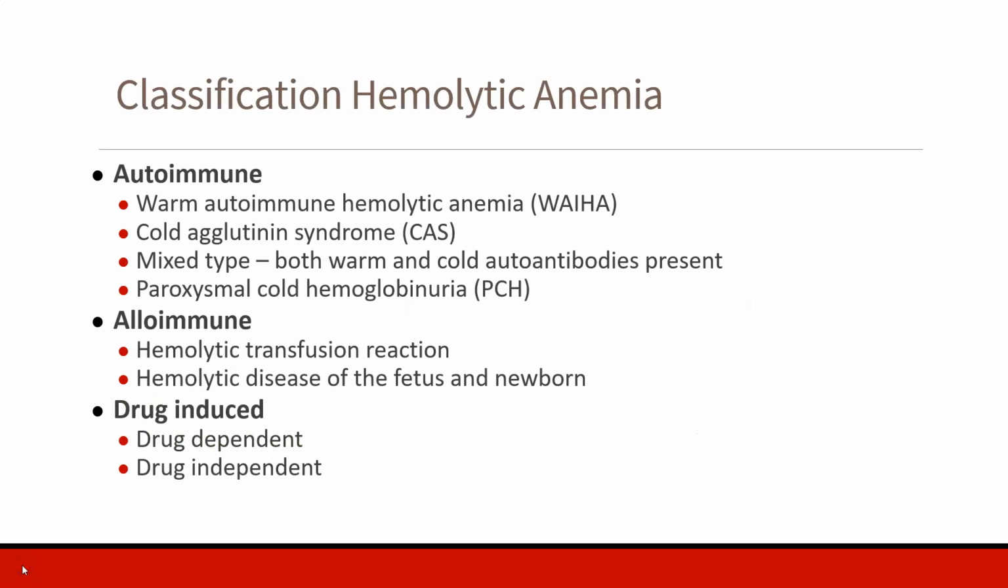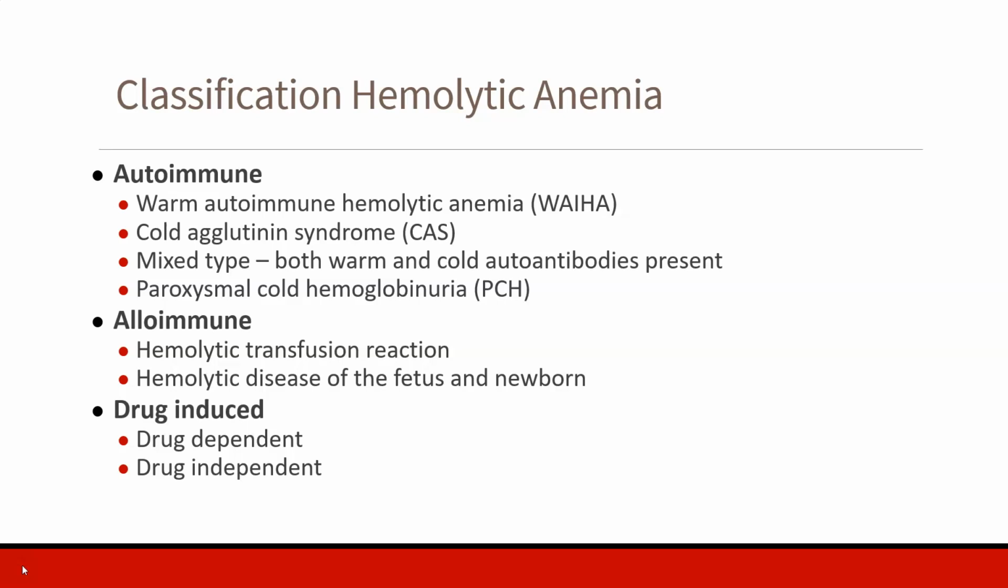There's different ways to classify hemolytic anemias, and this is the one we're going to use. There's the autoimmune. In the autoimmune, there are 4 types that you must memorize. There's the warm autoimmune hemolytic anemias, which I'm just going to call warm autos. Cold agglutinin syndrome, which I'm just going to call cold autos. Mixed type is both warm and cold. And paroxysmal cold hemoglobinuria, which is a special type of hemolytic anemia.